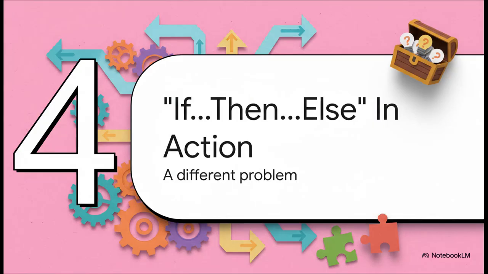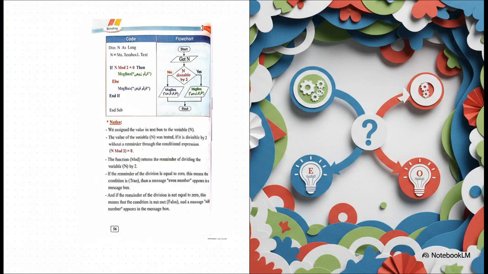Okay, so checking test scores is one thing, but the real beauty of this if-then-else structure is just how flexible it is. So let's use the exact same logic to solve a totally different kind of puzzle. In this case, the program's job is to figure out if a number is even or odd, but the logic is identical. It asks a question in the if statement. Is this number perfectly divisible by 2? If the answer is yes, it goes down one path and prints even, and if the answer is no, it follows that else path and prints odd.